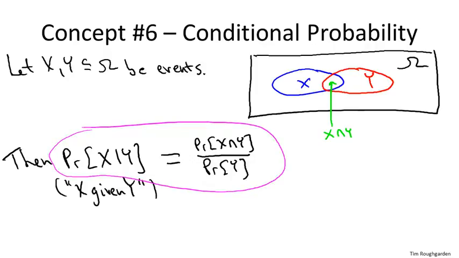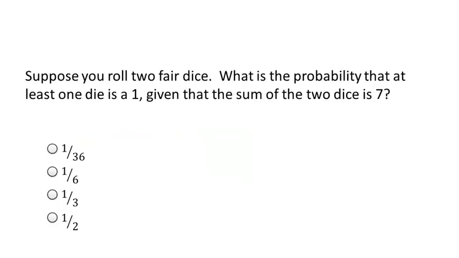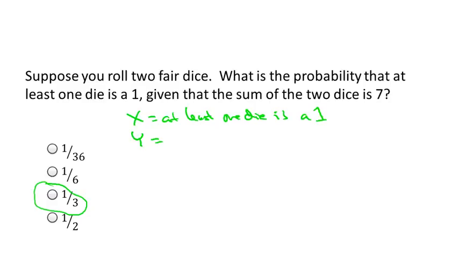Let's turn to a quiz using our familiar example of rolling two dice to make sure that the definition of conditional probability makes sense to you. Okay, so the correct answer to this quiz is the third answer. So let's see why that is. So what are the two events that we care about? We want to know the probability of x given y, where x is the event that at least one die is a 1, and y is the event that the sum of the two dice is 7.